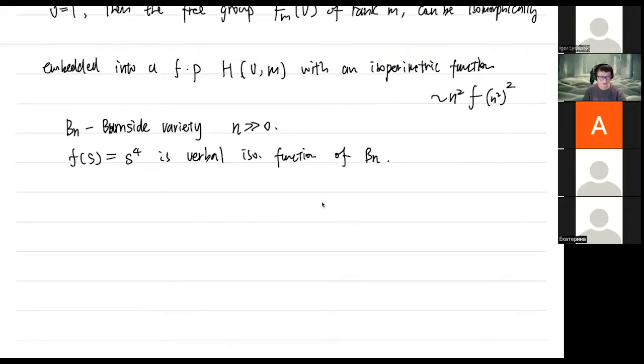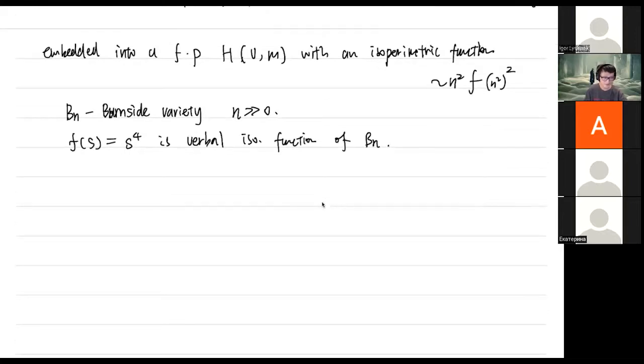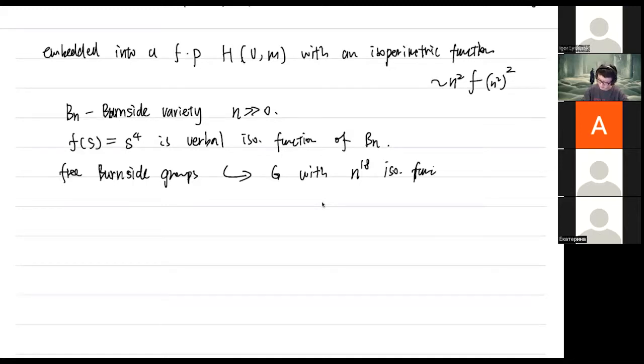So now, as a consequence of the theorem, free Burnside groups, for n sufficiently large, embed into a finitely presented group with an n to the 18 polynomial Dehn function, or isoparametric function.